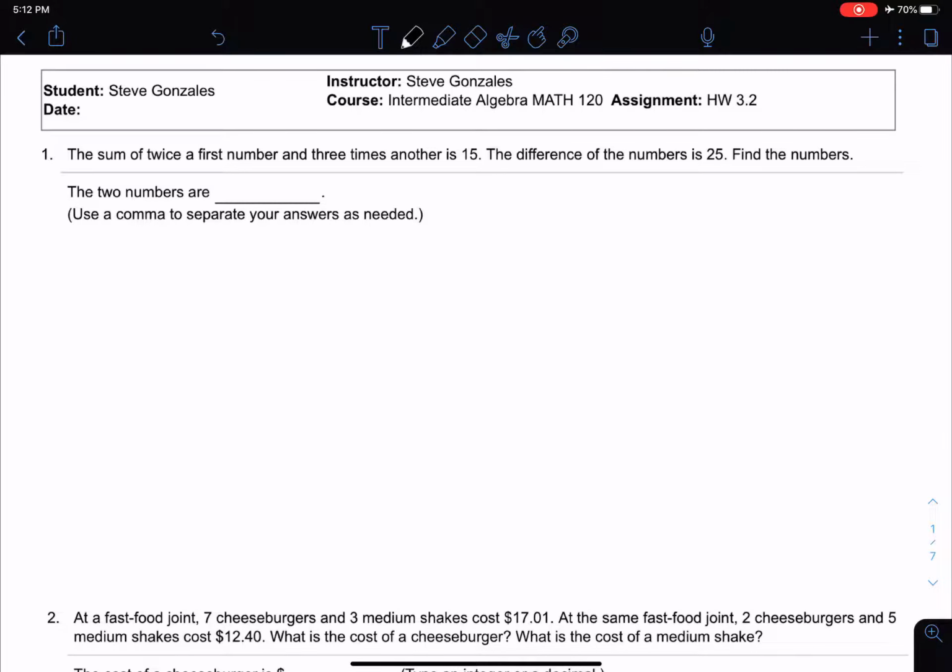Hello, Math 120, and I'd like to do some problems from homework assignment 3.2, which has to do with word problems, more specifically, word problems with two variables unknown. And that may sound like it's tougher, but in some ways, having two variables to play with makes it a little bit easier because sometimes it's easier actually to write our equations.